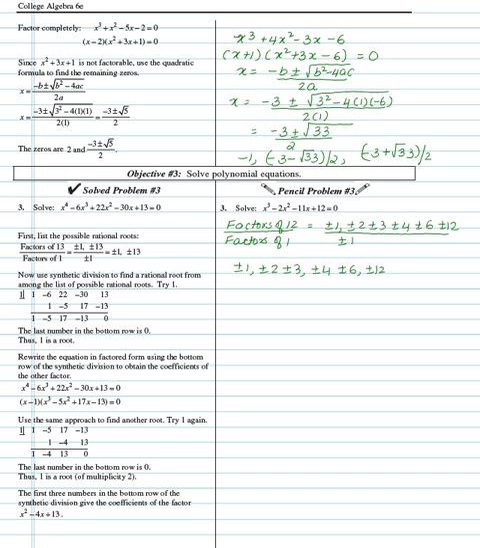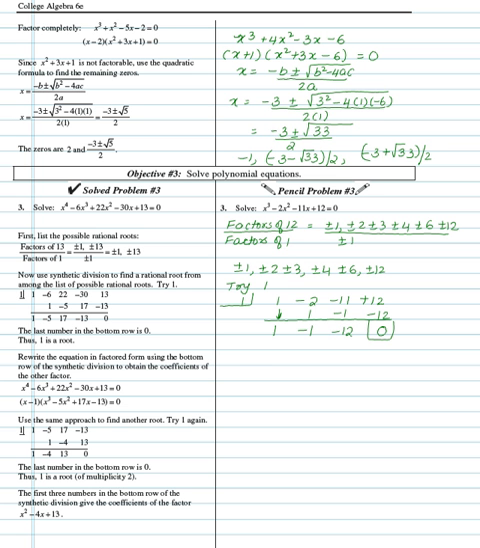Now I'm going to use synthetic division to find a rational root from among the list of possible roots. In this case, I would try 1. Again, you can try any number you want, but I'm just going to try 1 here. 1, negative 2, negative 11, 12. In synthetic division, I bring down the first term. 1 times 1 is 1. Negative 2 plus 1 is negative 1. Negative 1 times 1 is negative 1. Negative 11 plus negative 1 is negative 12. 1 times negative 12 is negative 12. 12 plus negative 12 is 0. Bingo. So 1 is my root.